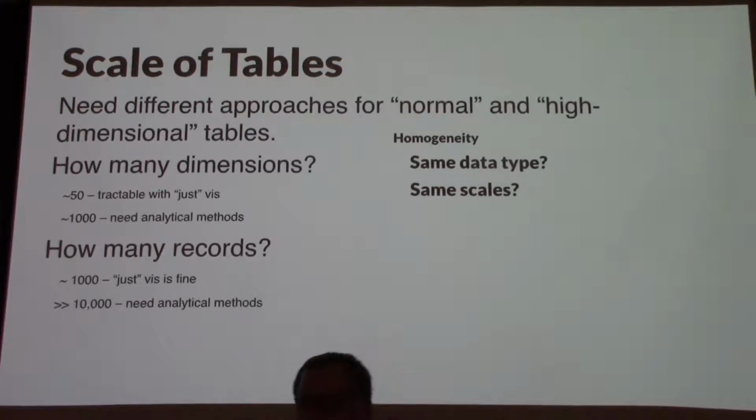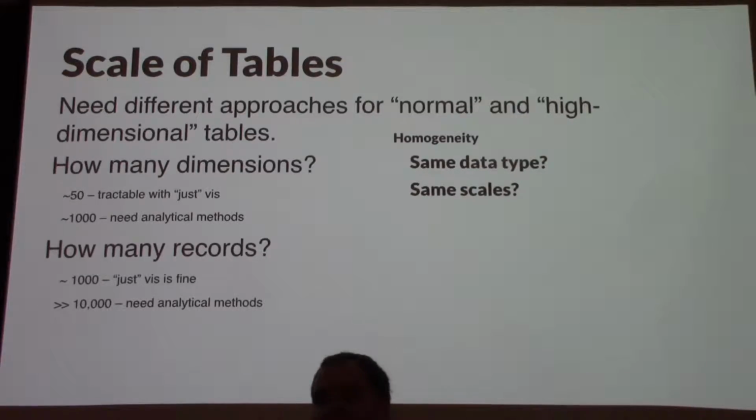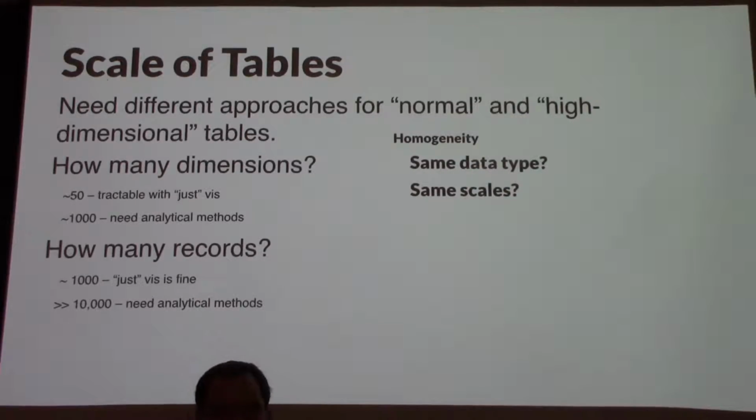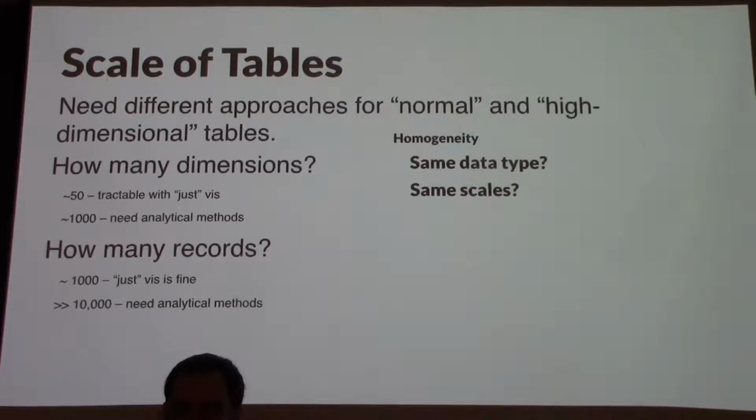So the rest of this lecture will be structured by how you partition and how you lay them out, but in many cases, what really drives the choice of which technique to use is the scale of the table. You need different approaches for normal and high dimensional tables. For example, if you have about 50 dimensions, you will find visualization techniques that just work. And if you have about 1,000 items, they also will work. So 50 by 1,000. These are rough guidelines, but if you have a table like this, you don't have to worry about it. You can simply show every point on the screen, and it will be okay.